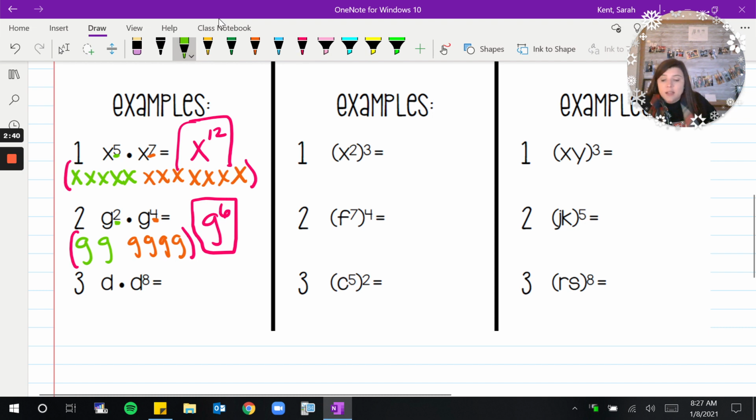And then for our last one, we've got d, and then there's no number here. Anytime there's no number, we can put a 1. So d to the power of 1 means there is 1 d. And d to the power of 8 means there are 8 d's. So if we count them all together, there's 1, 2, 3, 4, 5, 6, 7, 8, 9 d's. So this answer would be d to the power of 9.